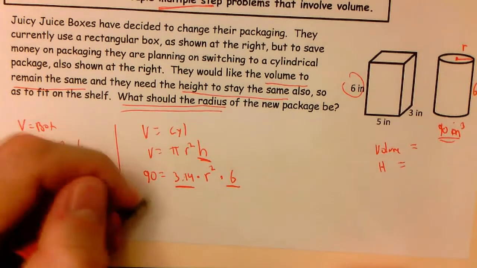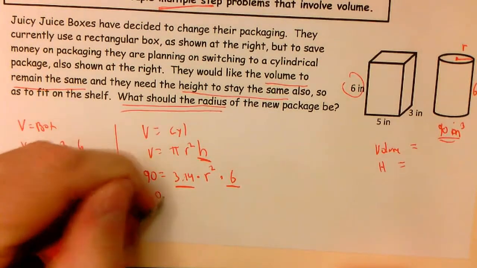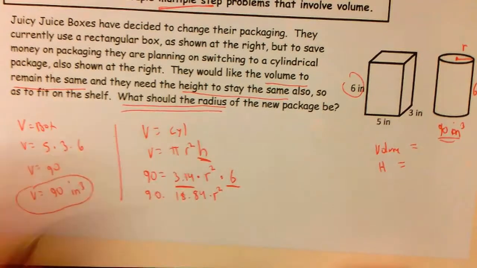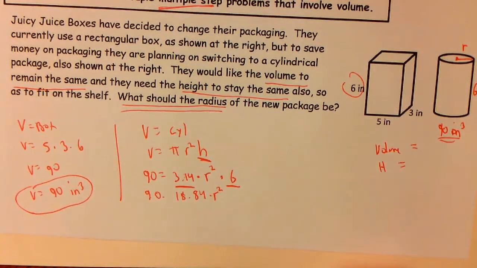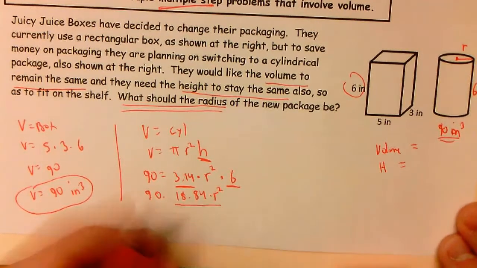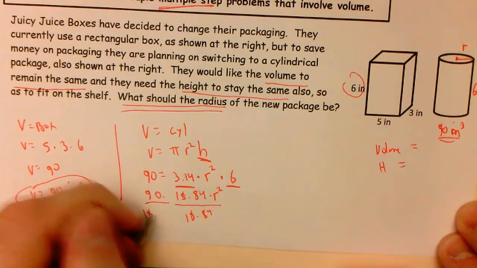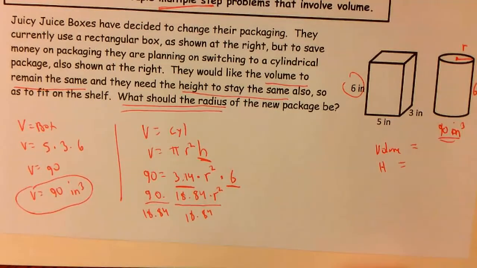And when I do that, I get 18.84 times the radius squared. Now I'm going to divide both sides by 18.84. That will get the r kind of by itself. It'll get the r squared by itself.